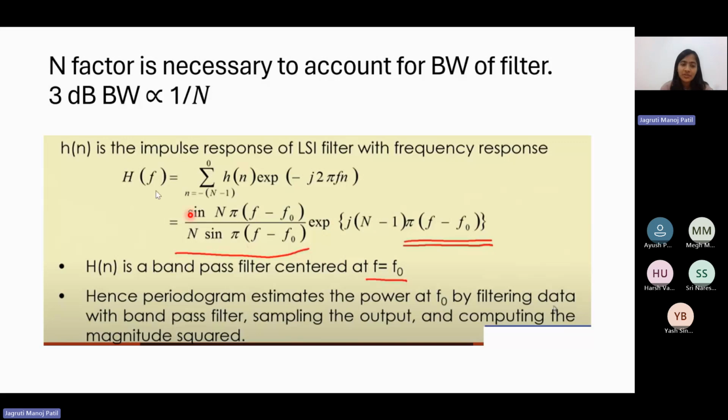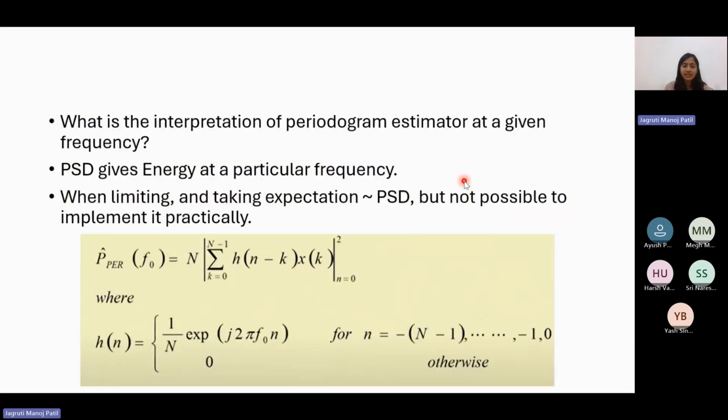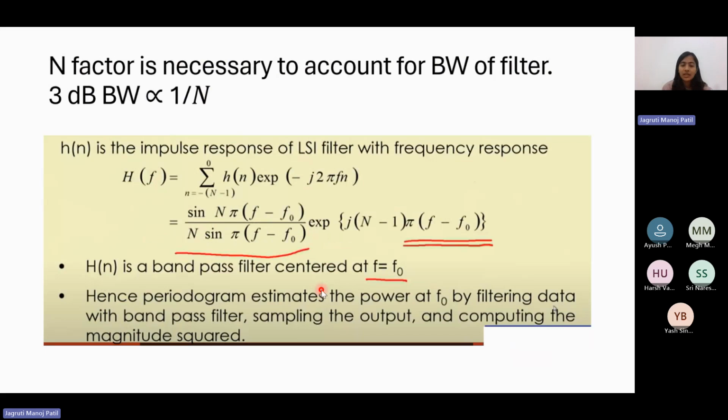So here our h of n will behave as a band pass filter that is centered at the frequency f naught. So our periodogram estimates the power at this f naught, the center frequency, when we filter the data with a bandpass filter given by this h of f. Hence we sample the output using this sinc function or a sampling function, and then compute the magnitude square of it. So in a way we get this as the power spectral density. Then here you see that there's another variable.